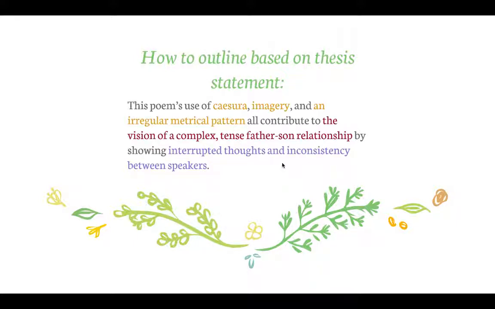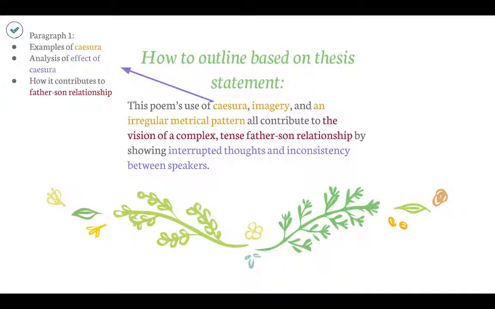And then from there, we're able to make a very solid outline for ourselves. So we see that because our first literary device that we mentioned in the thesis is caesura, we want to go in order of our thesis. So our first body paragraph is going to include examples of caesura, an analysis of the effect of caesura, and how that contributes to the father-son relationship.